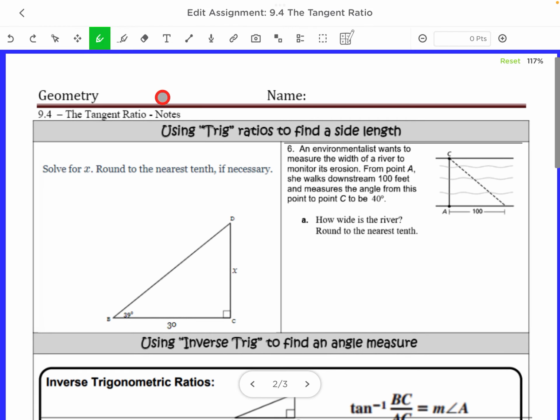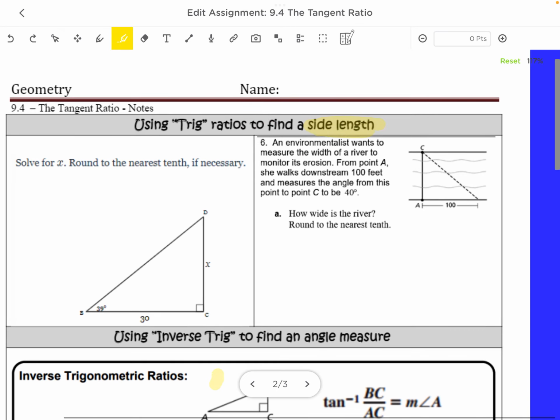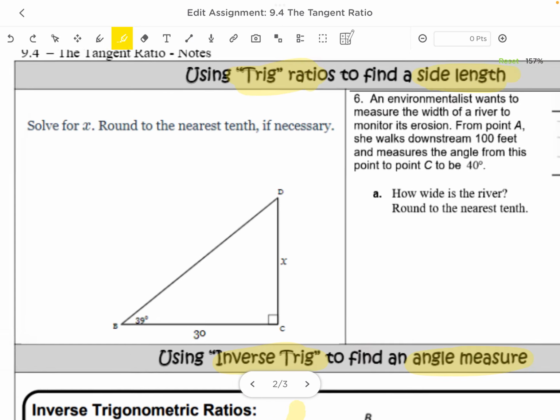First thing we're going to do is use trig to find a side length. We have two different types of problems here. First one, we're going to use trig to find the side length, and then we're going to use inverse trig to find an angle measure. Okay, so we use trig to find a side length and inverse trig to find an angle measure. So let's first check out the trig.